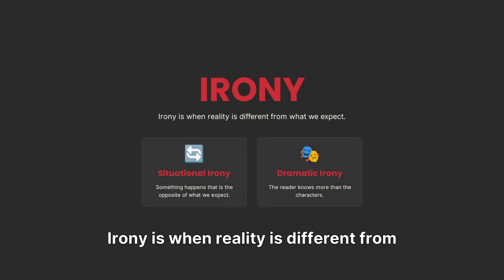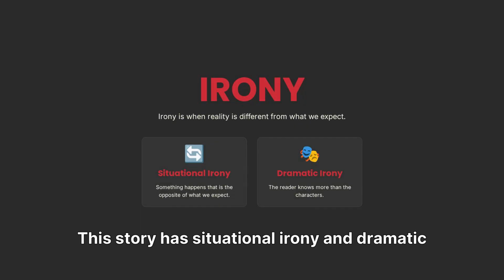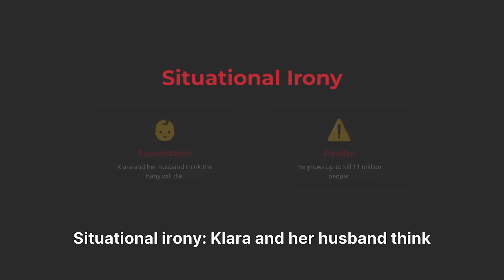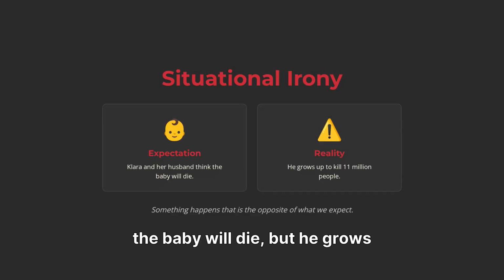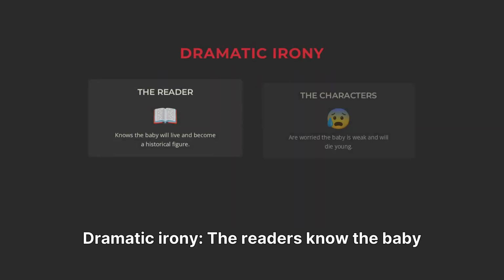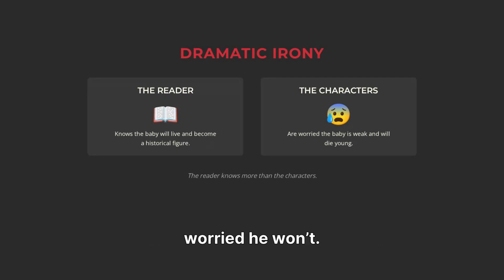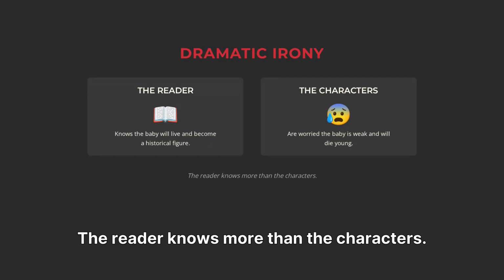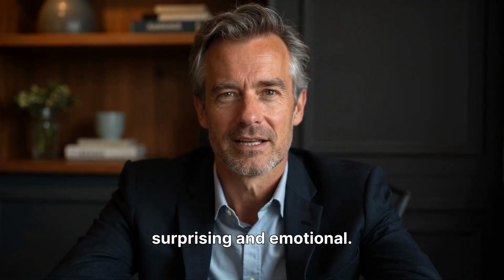Irony is when reality is different from what we expect. This story has situational irony and dramatic irony. Situational irony. Clara and her husband think the baby will die, but he grows up to kill 11 million people. Something happens that is the opposite of what we expect. Dramatic irony. The readers know the baby will live, but the characters are still worried he won't. The reader knows more than the characters. These kinds of irony make the story surprising and emotional.